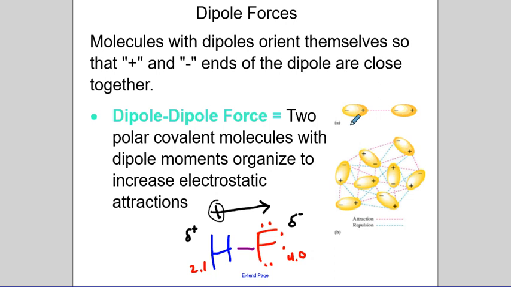And so it looks just like this. If there was another HF floating around, it would look like this. So this side would be F, this side would be H, and there would be that same attraction. So the hydrogen side of this molecule will always be attracted to the fluorine side of this molecule.